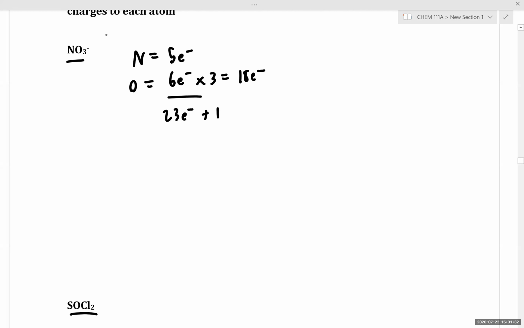So let's discuss this example. So for nitrate, NO3-, nitrogen contributes 5 electrons, oxygen contributes 6 electrons times 3, which gives us 18 electrons. So we have 23 electrons plus 1 because we have a -1 charge. That gives us 24 electrons. Now, would the class like to help me out here? What is the central atom in this structure?